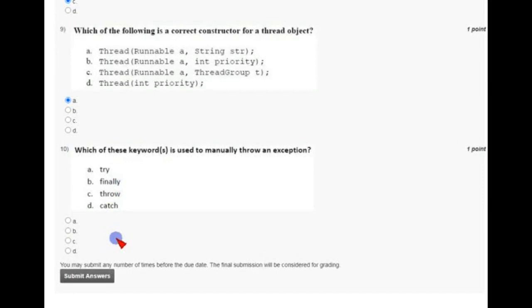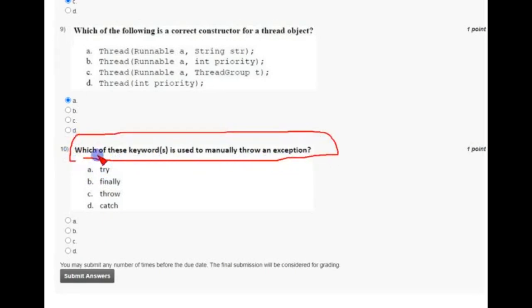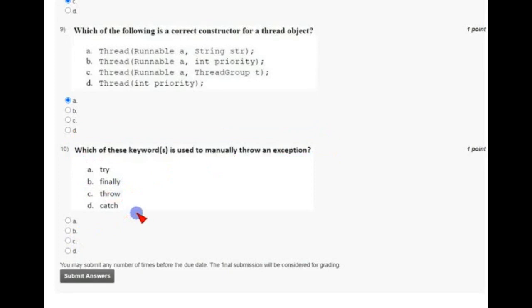And coming to the final question, that is 10th question of week 6. Which of the following keywords is used to manually throw an exception? This word is very important, that is manually throw an exception. The answer for this is throw. We know that catch is used to handle the exception thrown by the try block, but the throw keyword is used to manually throw an exception. So mark option C as the correct answer for 10th question.